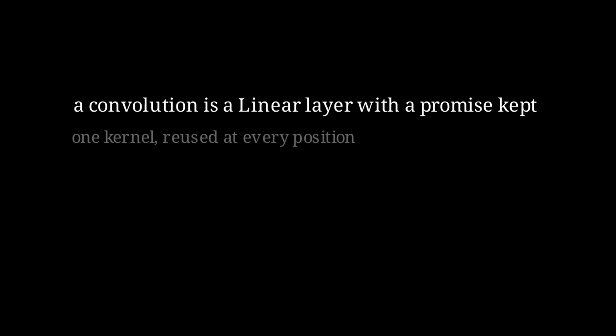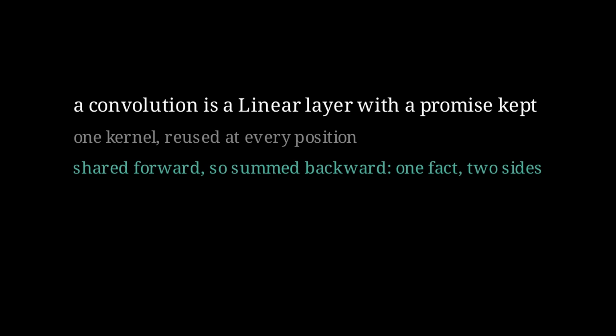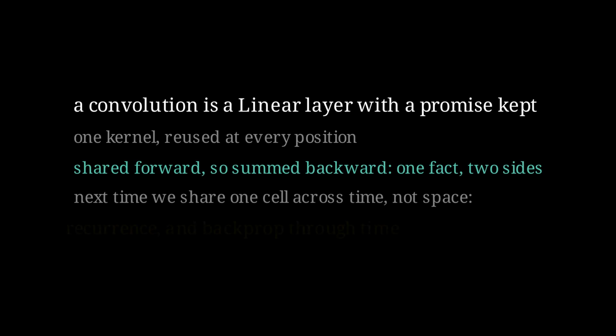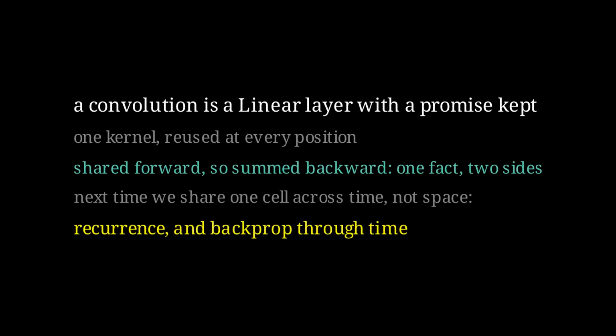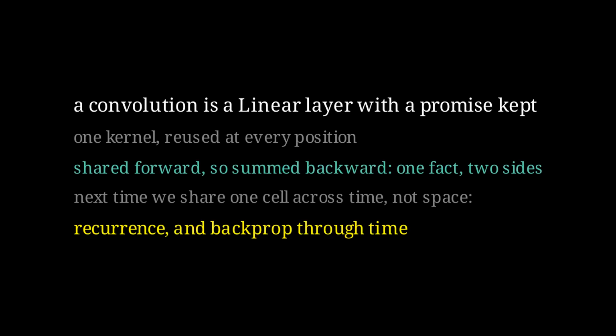So a convolution turned out to be a linear layer with a promise kept. One small kernel, reused at every position, learning a local feature with a handful of weights instead of millions. And the promise had a shadow in the backward pass. Shared going forward, so summed coming back, one fact seen from 2 sides. Hold on to that shape because it returns. Next time we share one set of weights not across space, but across time. A single cell, applied at every step of a sequence, its gradient summed over every step it touched. That is recurrence and backprop through time. See you there.